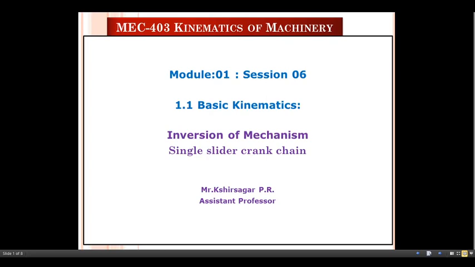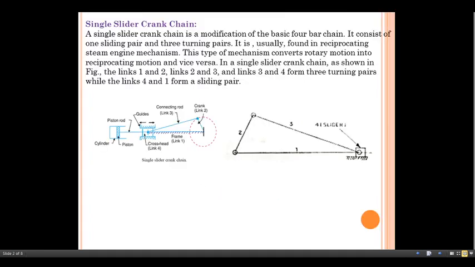In today's lecture, we'll learn about inversion of single slider crank chain. So let us start. Here the single slider crank chain is the modification of 4-bar chain. It consists of one sliding pair and 3 turning pairs. It is usually found in reciprocating steam engine mechanism. This type of mechanism converts rotary motion into reciprocating motion and vice versa.